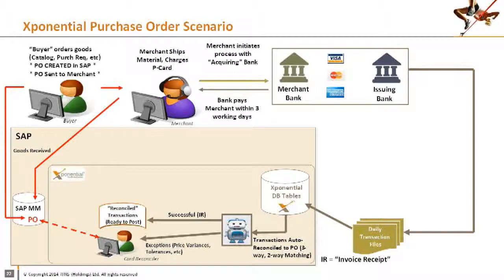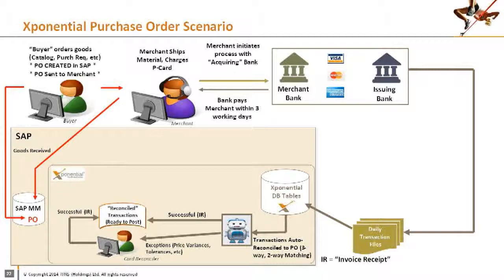We know that, again, it's not a perfect world. Sometimes the transactions don't auto-reconcile, and those exceptions will be routed into a queue for someone who is designated to be the card reconciler. It might be the buyer or the person whose card was used to pay for the PO, or it might be a shared services group, maybe in the accounts payable area, that will handle all of the PO-based transactions and do the reconciliation of the exceptions. The result, again, is a successful invoice receipt against the PO, and the transaction left in a ready-to-post state.